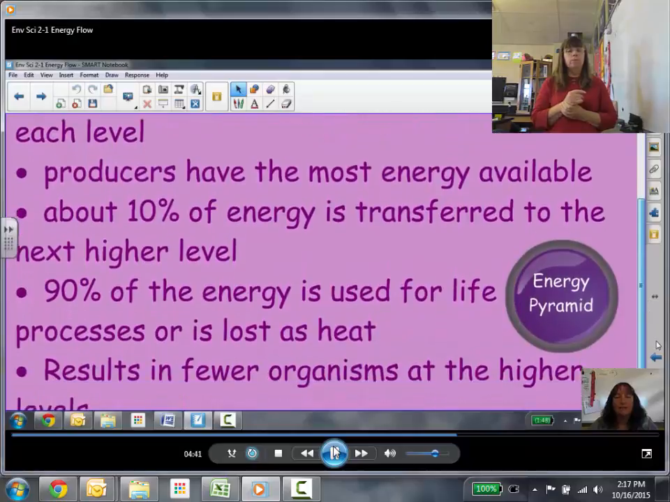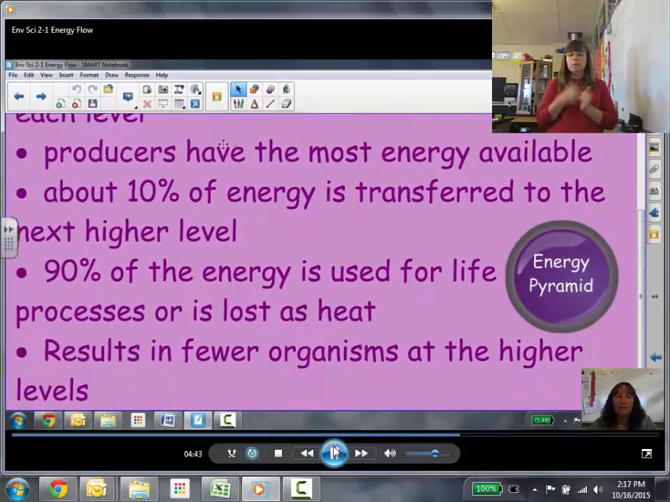Producers have the most energy available because they're making their own food. So they have a lot of energy available to give to the next level. But only about 10% of that energy is transferred to the next higher level. Doesn't matter which level you are at, only 10% of that energy will be moved up, because 90% of that energy is used for the life processes, or when you get into mammals that make their own body heat, a lot of that's lost as heat. So that results in fewer organisms at the higher level.